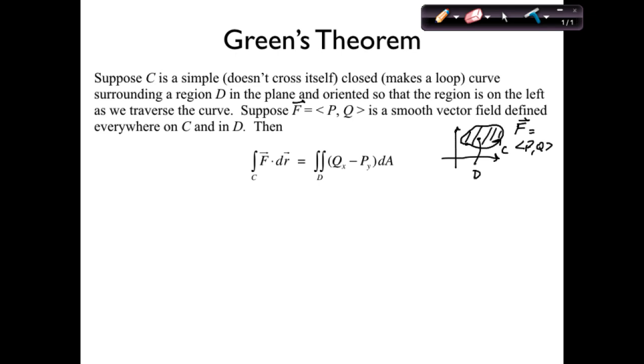So the orientation means which way would we walk around on this C so that the region is always to our left. And we'll talk more about that later. I can walk around counterclockwise or clockwise. Which way do I walk around so that the interior, the D region, is to my left? Counterclockwise, the way of drawing it, right? So if I'm walking around counterclockwise, then the region is to my left. And we'll talk more about that, but that's what we mean by the orientation of this.